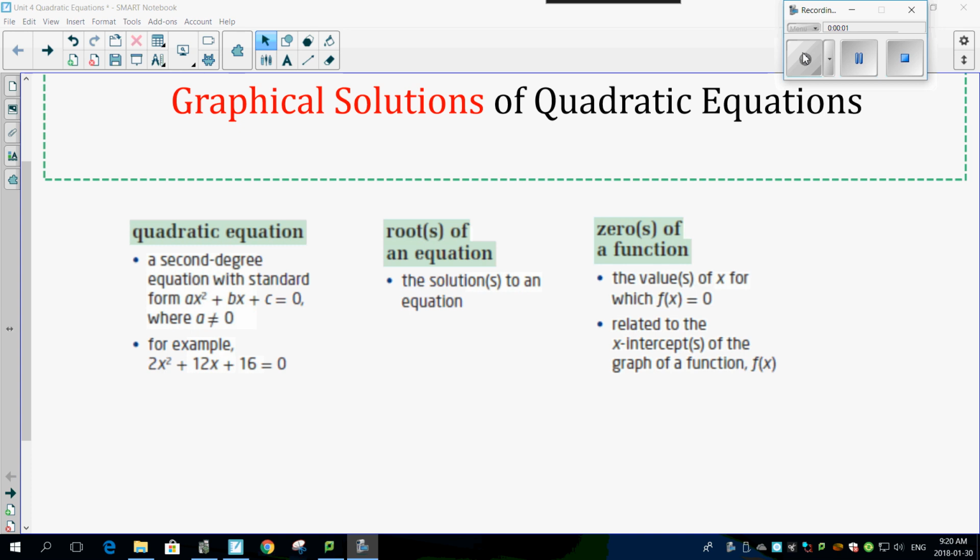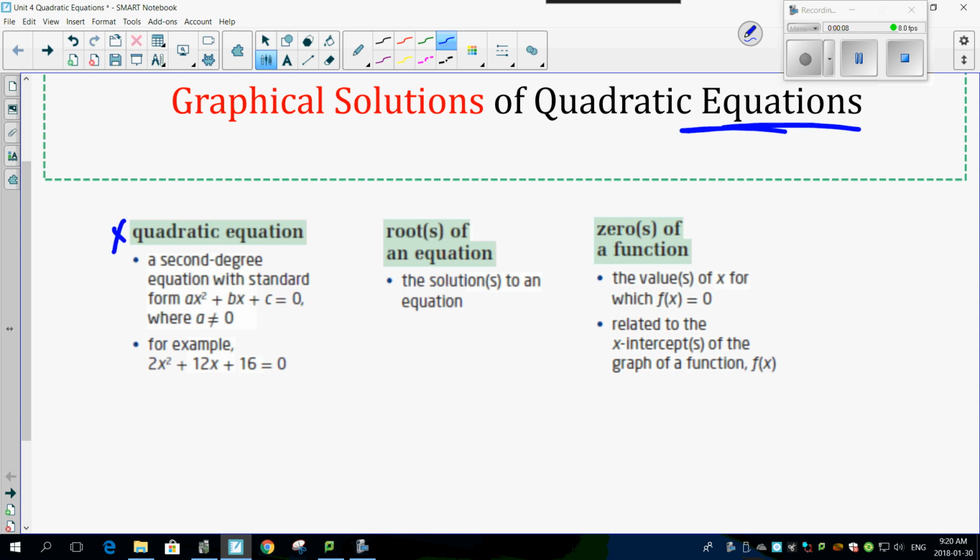So in this unit, we're looking at something called quadratic equations. In order to be a quadratic equation, yes, it has to be second degree. What it means is degree of 2. So you've got to have an x squared in there. Not an x cubed, not a square root, nothing like that. It has to be an x squared.